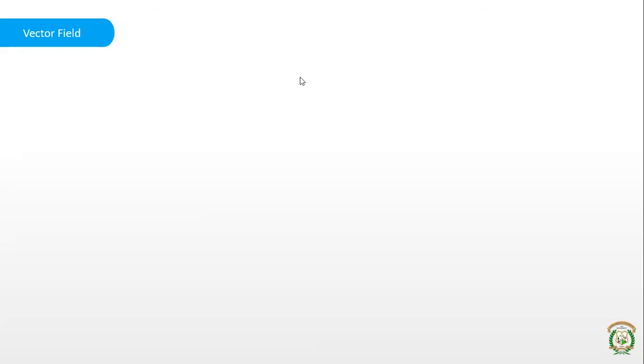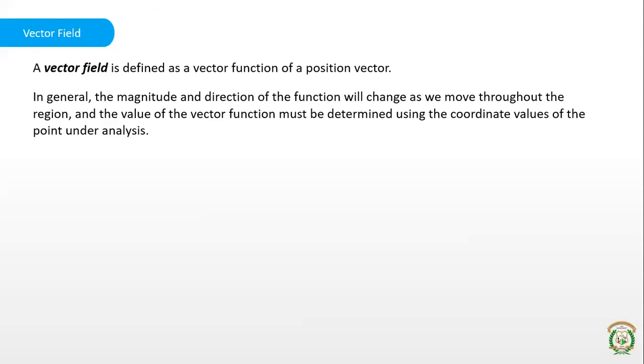So, what is a vector field? A vector field is a vector function of a position vector. Now you know what a position vector is, right? The vector drawn from the origin to a particular point is the position vector. The vector function of that particular position vector is known as its vector field.